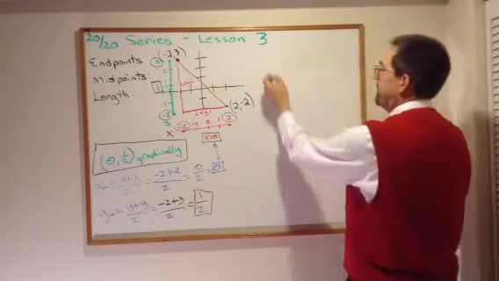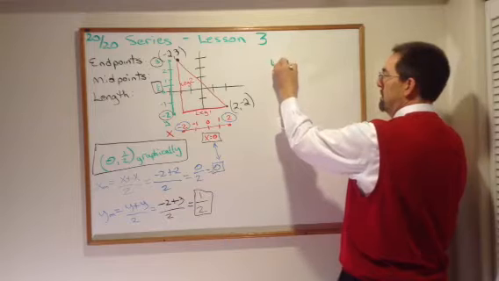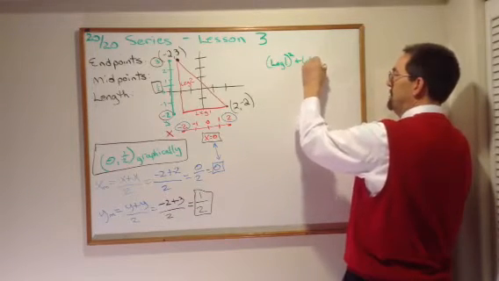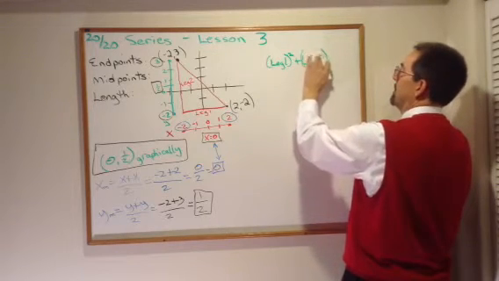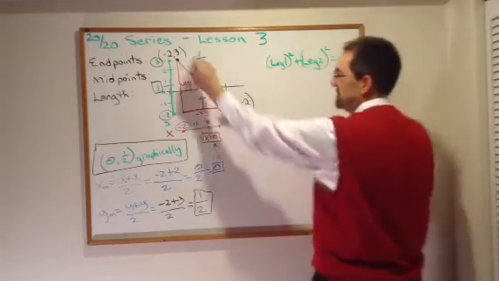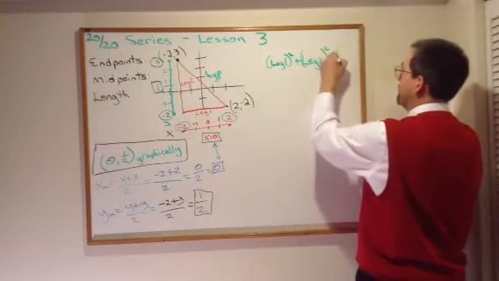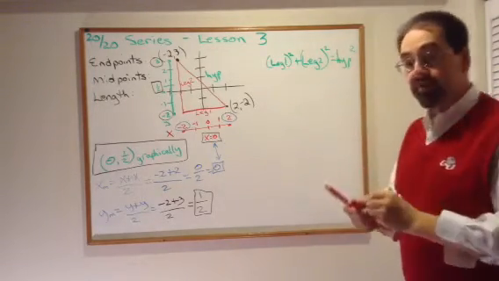He said, leg 1 squared plus leg 2 squared equals the hypotenuse squared. All we got to do is find those lengths.